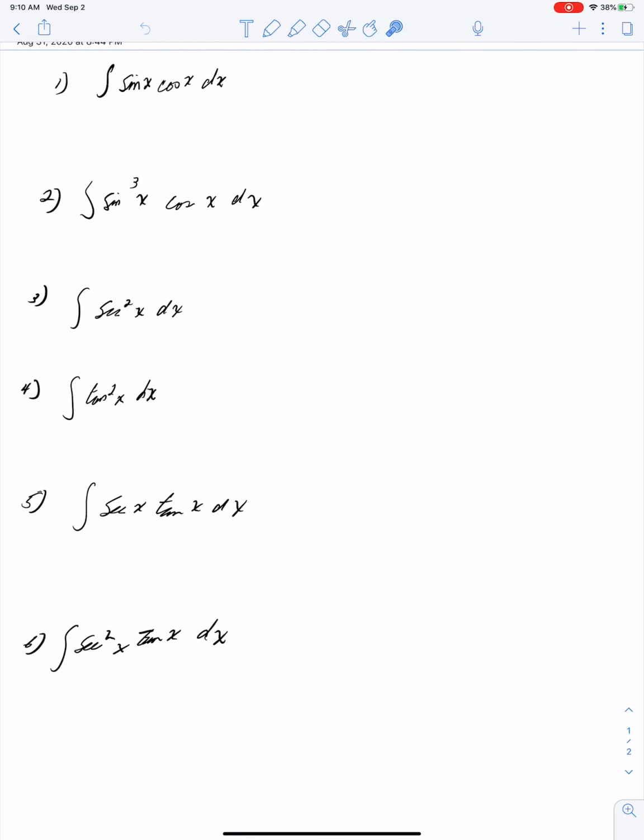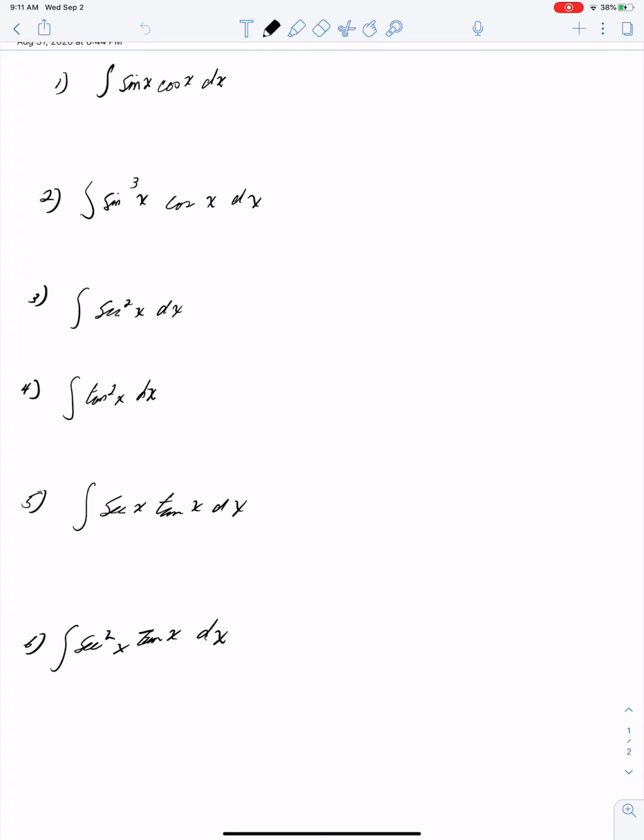In particular, I want to talk about powers of sine and cosine. As it turns out, if you have to integrate a product of powers of sine and cosine, the key is whether or not you have an odd or even power of one of them. So in particular here, this is sine to the 1 and this is cosine to the 1, so they're both odd. How do you do this?